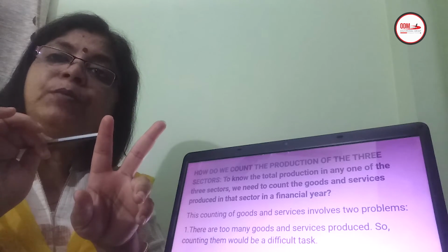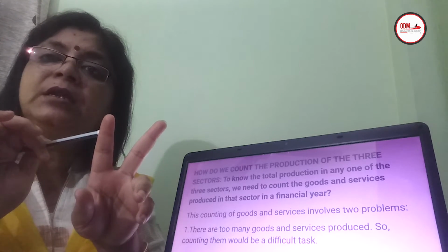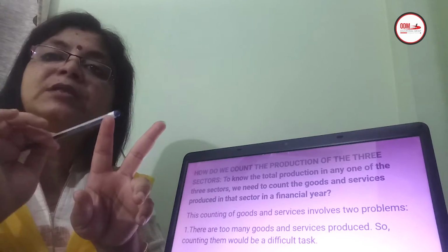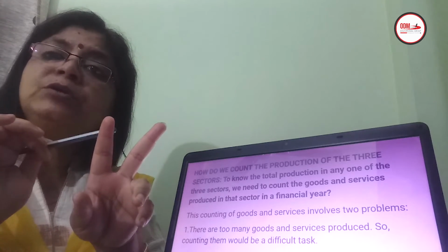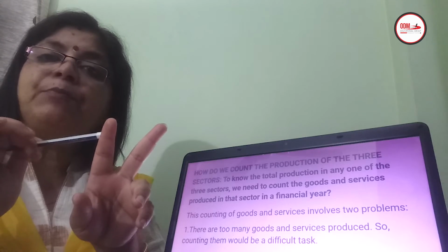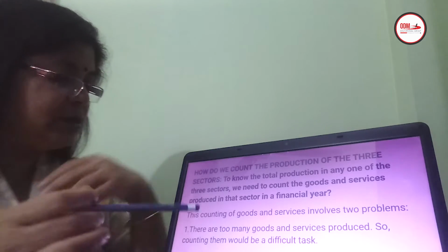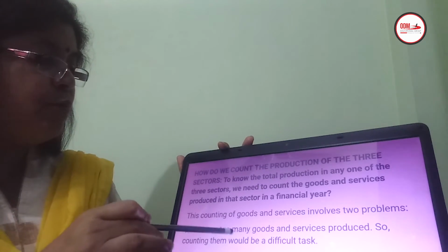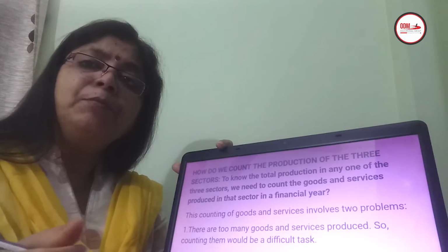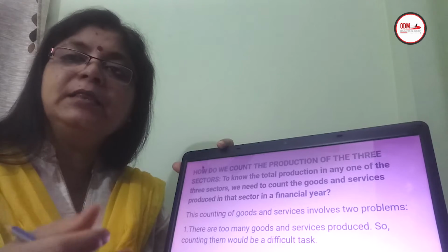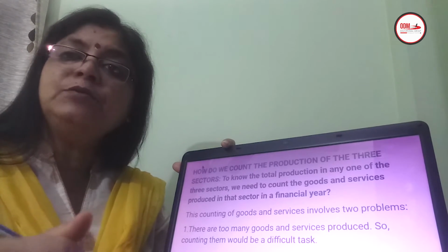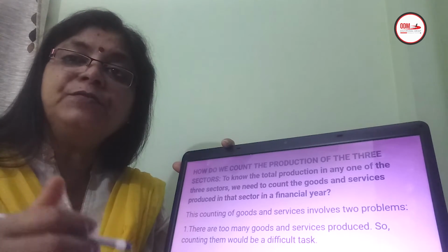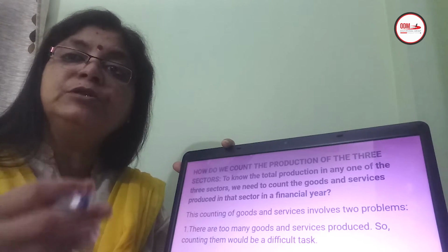If we take the quantity, we will face problems. For this reason, while counting the production in the three sectors, we always have to take the value, not the quantity. So what are the difficulties one may face while counting the production of the three sectors? No doubt, too many goods and services are produced, so counting them would be a difficult task. A large quantity of goods is produced in the primary and secondary sectors, and side by side the people associated with the tertiary sector are providing services. So it is a very mammoth job and a great problem for counting.